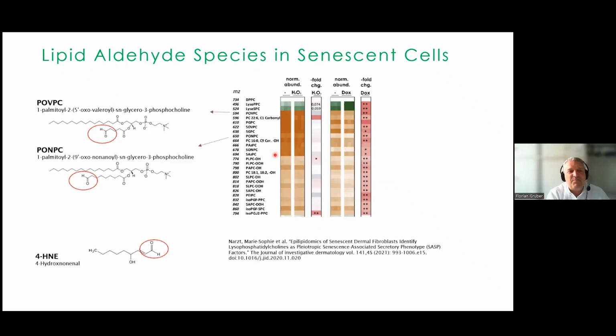And in this same protocol, we also identified, also in other senescent cells, lipid aldehyde species. So these are highly reactive molecules with a keto or an aldehyde group. And of course, we also wanted to localize these, and we wanted to correlate their presence with, for example, molecular markers of cell senescence or cell damage in the tissue in situ, or with other modalities.